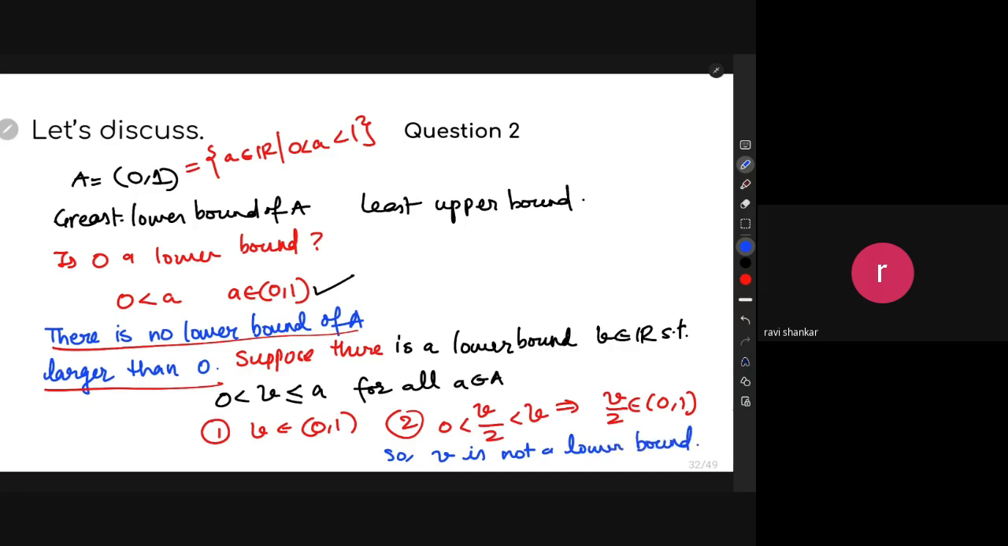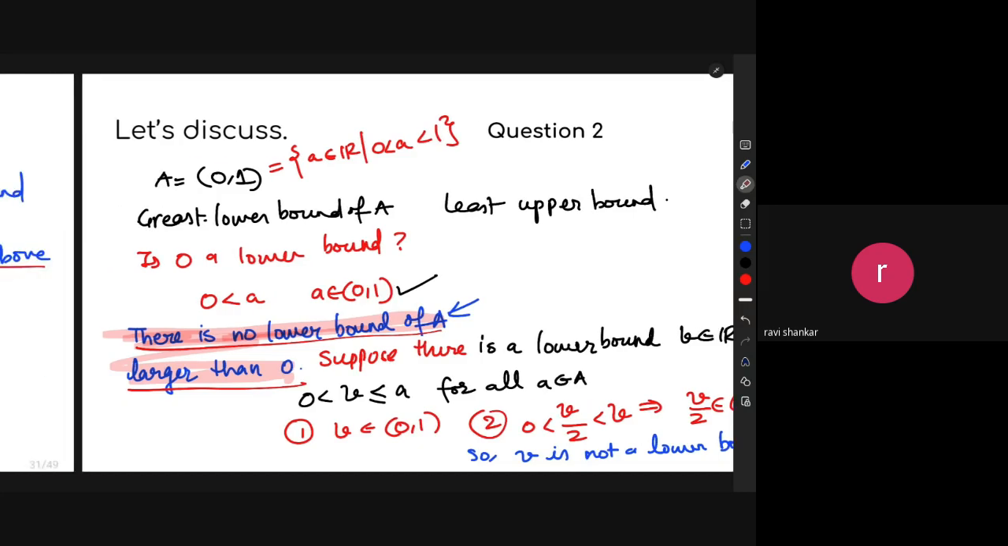Okay, so B is not a lower bound. In other words, there is no lower bound of A which is larger than 0. Okay, so this is how you prove that 0 is the greatest lower bound, or infimum, and similarly you can give an argument that 1 is the greatest upper bound, sorry, least upper bound of that set A.